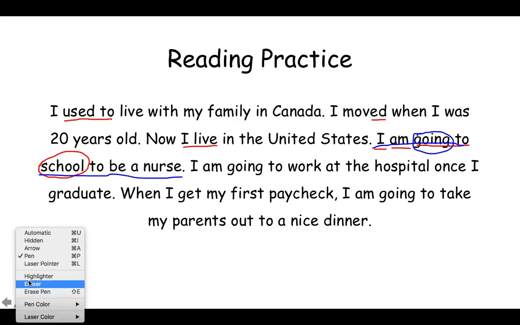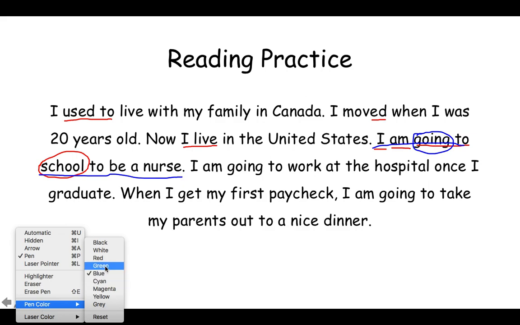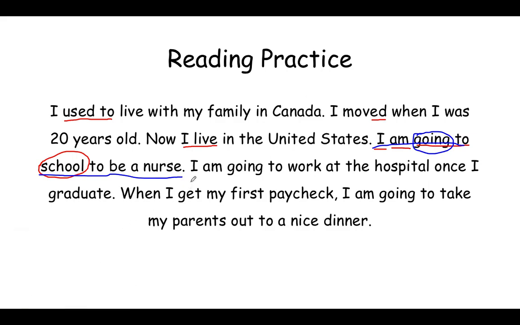Now this next part, I wanted to show you the future tense. So we have I, we have a form of be, which is am, we have going to together right here, and the word that comes after is a verb. So because it's a verb, this makes this whole sentence future tense. I am going to work at the hospital once I graduate. So this is something that I am planning on doing.